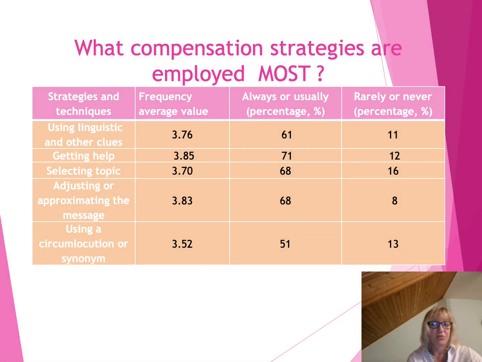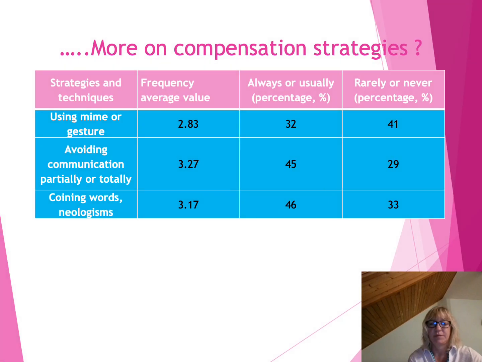Let's focus on compensation strategies, and on the question: what compensation strategies are employed most? From this table, we can see that quite a high percentage of the sample, 71%, use the compensation strategy getting help, and 68% of the sample prefer to select a topic or prefer to adjust or approximate the message. Almost half of the sample, 45%, prefer the compensation strategy avoiding communication partially or totally.